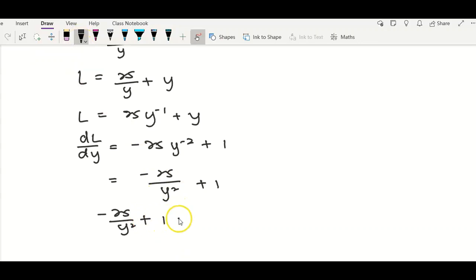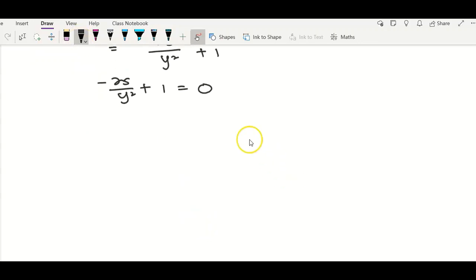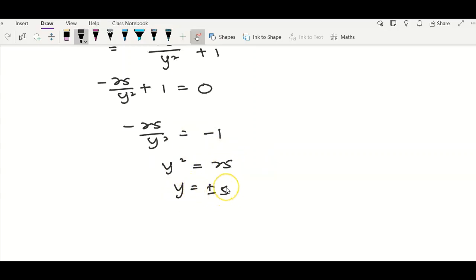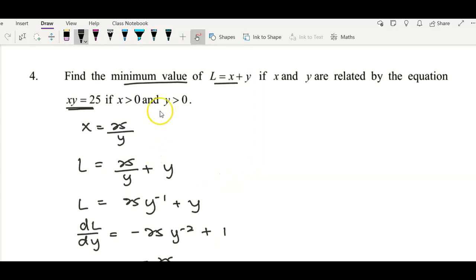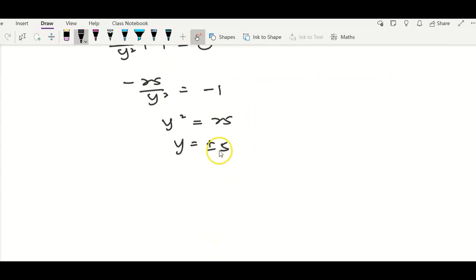This is -25 over y squared plus 1 equals 0. And now we're going to find the y value. Solve this. You got y squared equals 25, and y equals plus minus 5. Then we read back the question. We want the y which is greater than 0. So we just pick our answer, y equals 5, because the question states that y must be greater than 0.